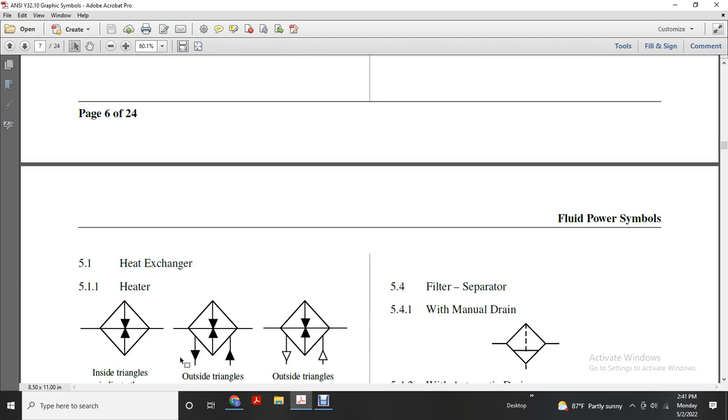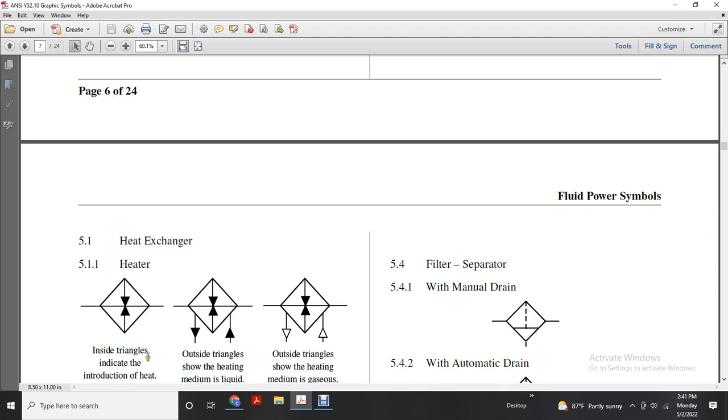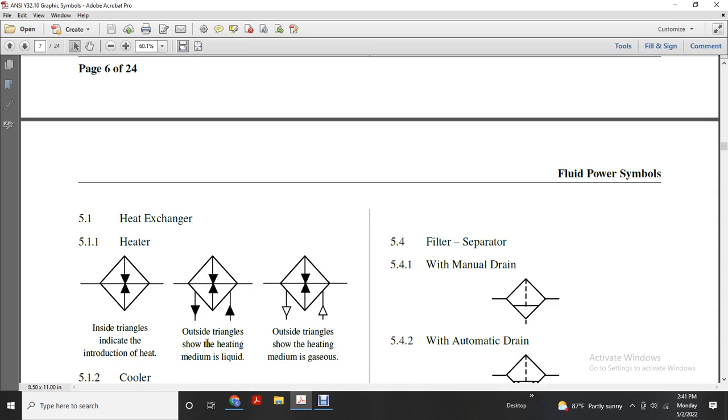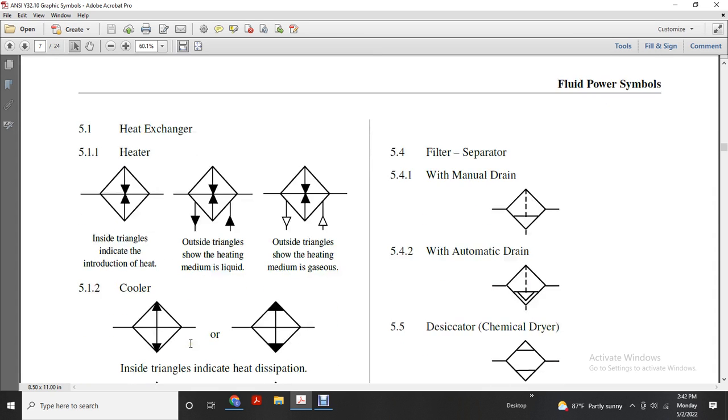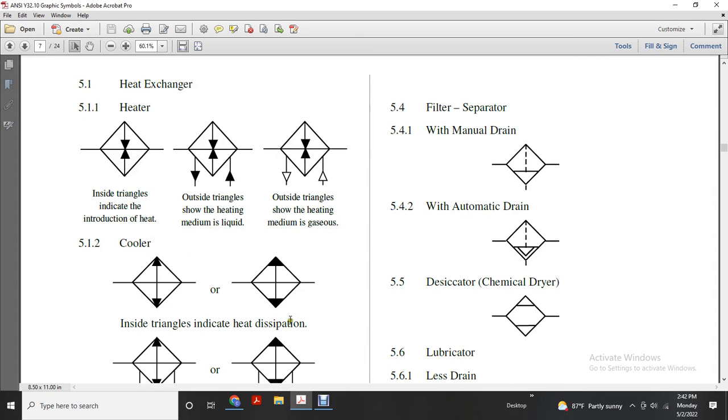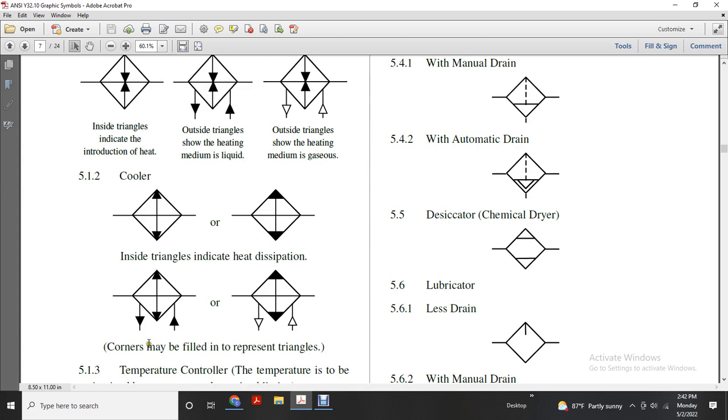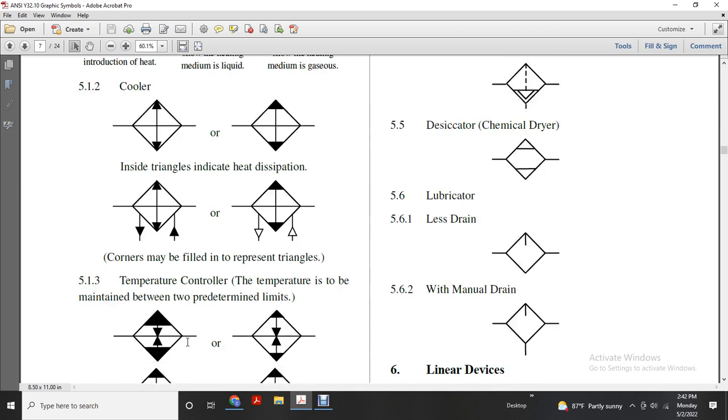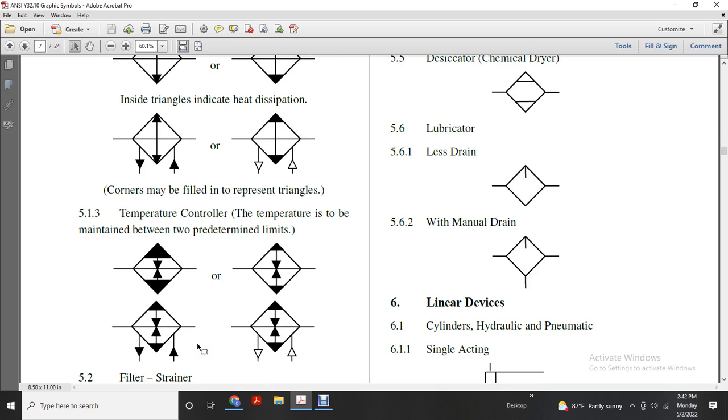Heat exchangers show the heater with inside triangles indicating the introduction of heat. Outside triangles show the heating medium is liquid. Outside triangles show the heating medium is gaseous. Cooler: the inside triangle indicates heat dissipation. The corners may be filled, represented with a triangle, and or temperature control. Temperature is to be maintained between two predetermined limits and shown in the pictures.